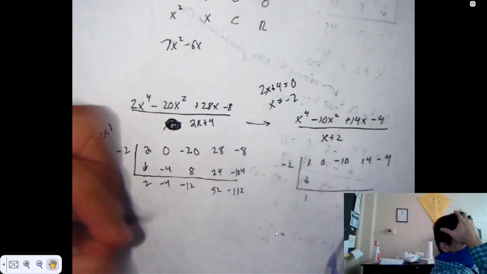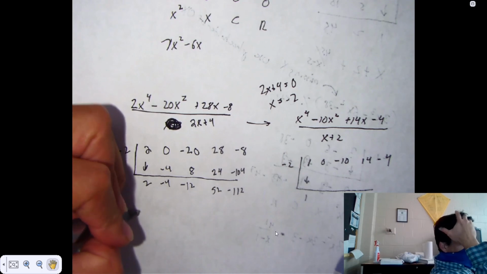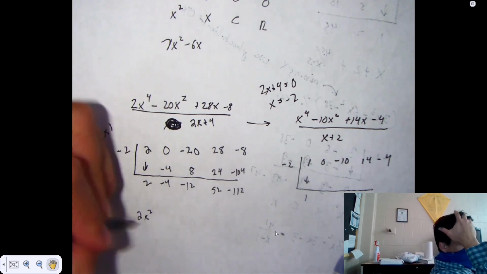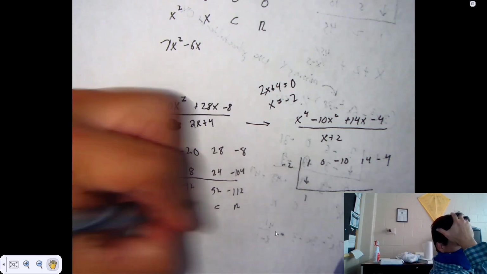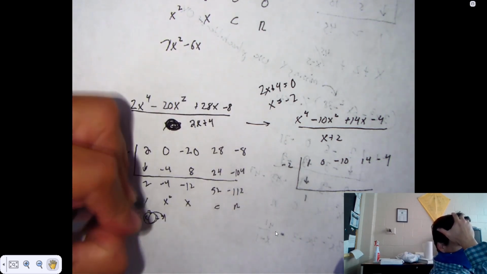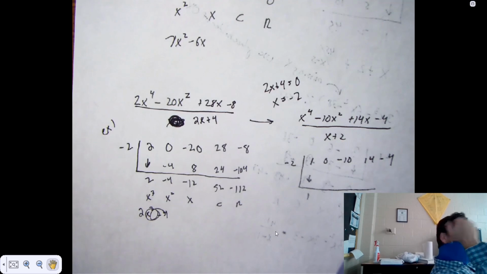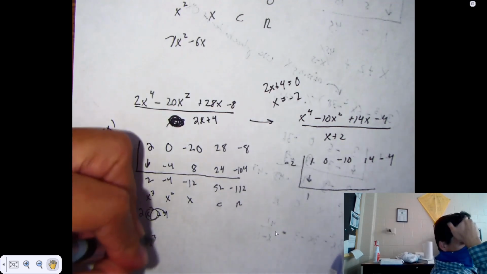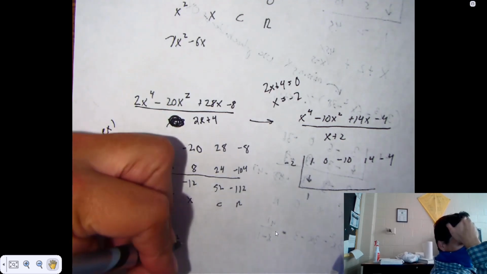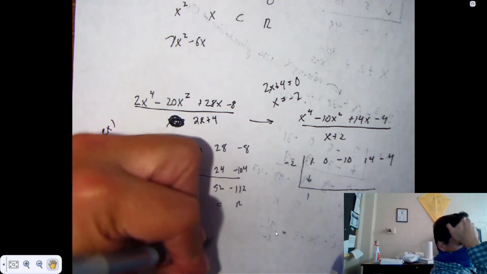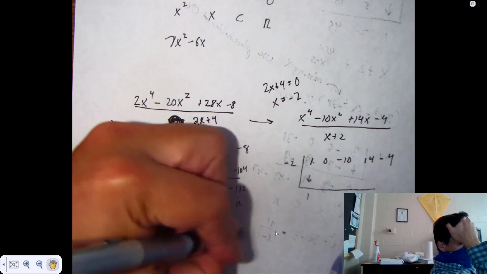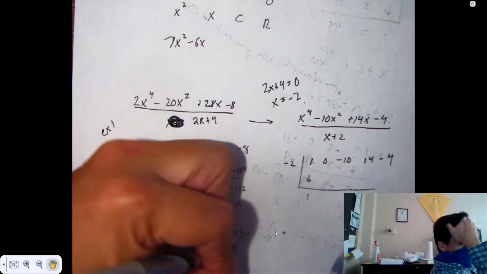Now, when I write this out, I would have 2x squared minus 4. Sorry, that's not right. I'd have 2x cubed minus 4x squared minus 12x plus 52 minus 112 over 2x plus 4.